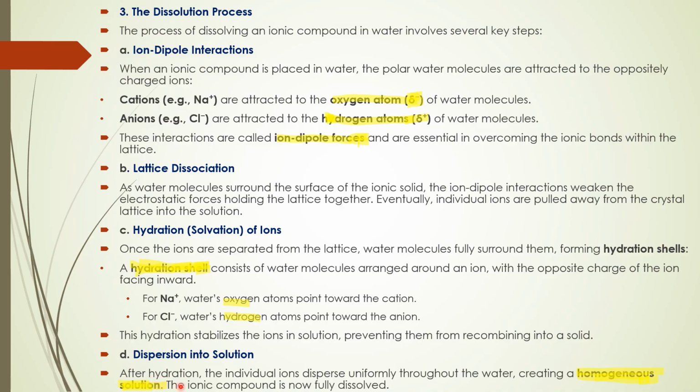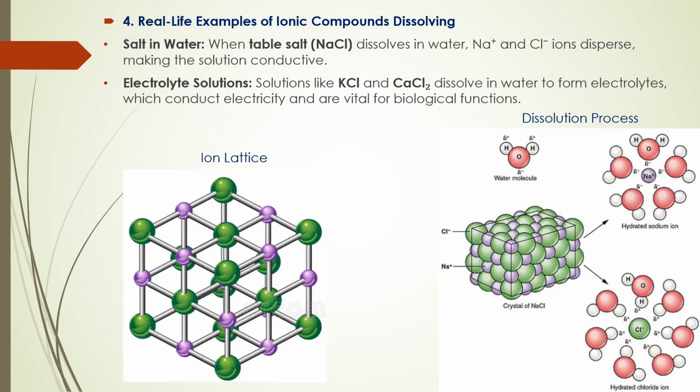Dispersion into solution. After hydration, the individual ions disperse uniformly throughout the water, creating a homogeneous solution. The ionic compound is now fully dissolved. Real life example of an ionic compound dissolving: salt in water. When table salt, NaCl, is dissolved in water, the ions disperse, making the solution conductive. As you can see here, this is the Na sodium ion, which has been surrounded by the water molecules, while the Cl is also surrounded by water molecules.